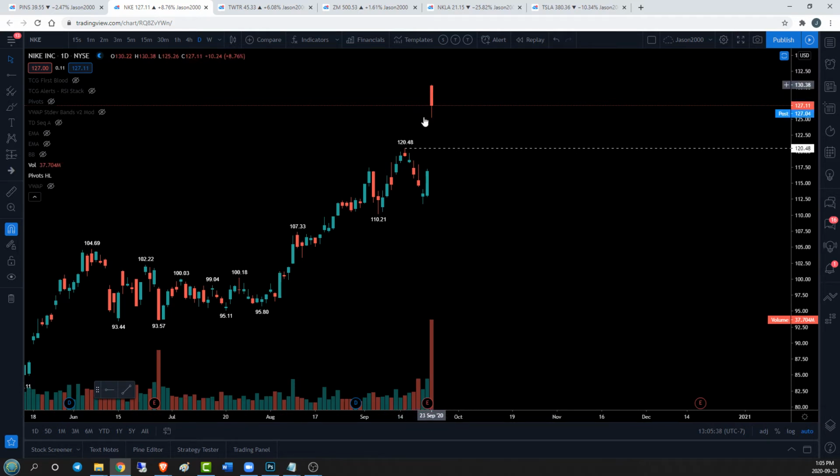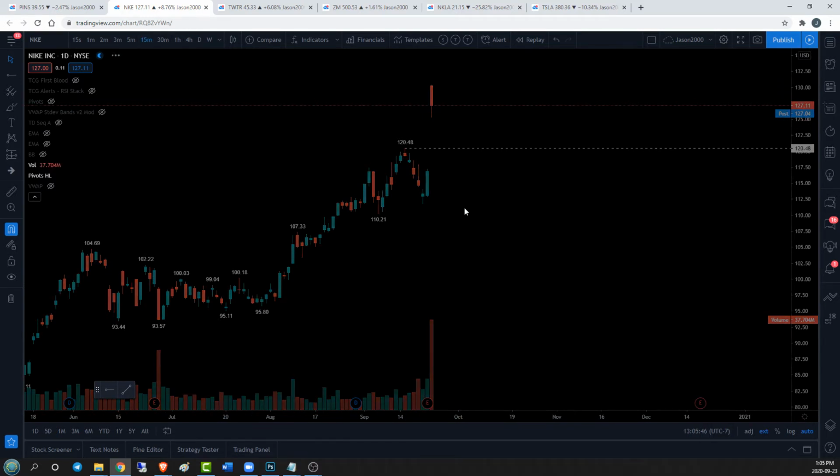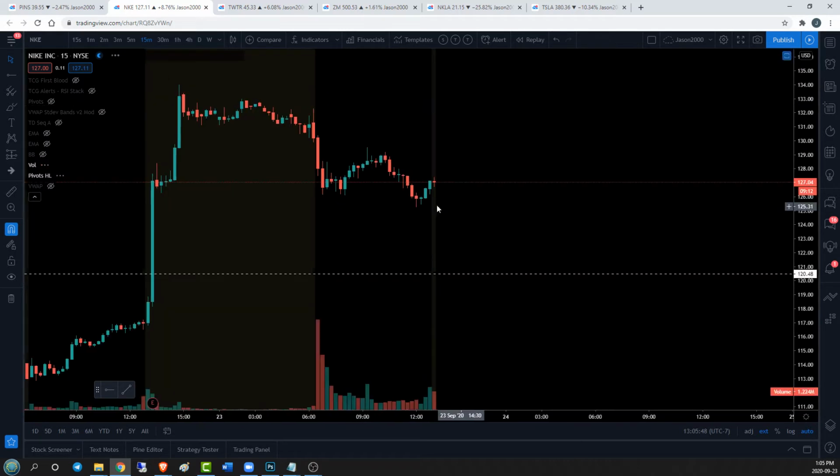But what we need to do is go into probably the 15-minute time frame and take a look at the story behind what this candlestick represents. Let's jump right into the 15-minute time frame and see how we got to where we are.